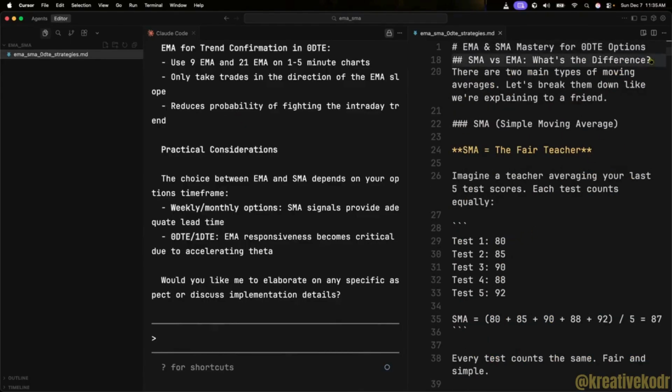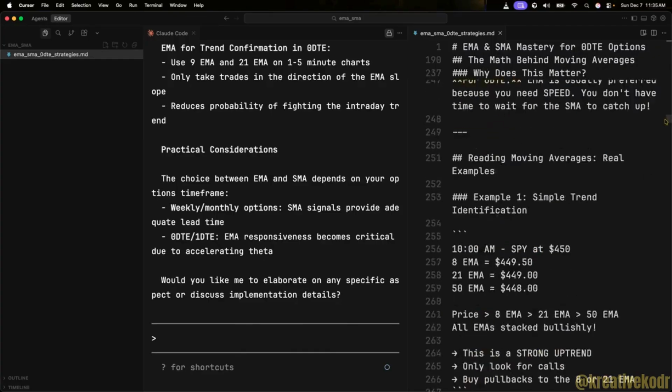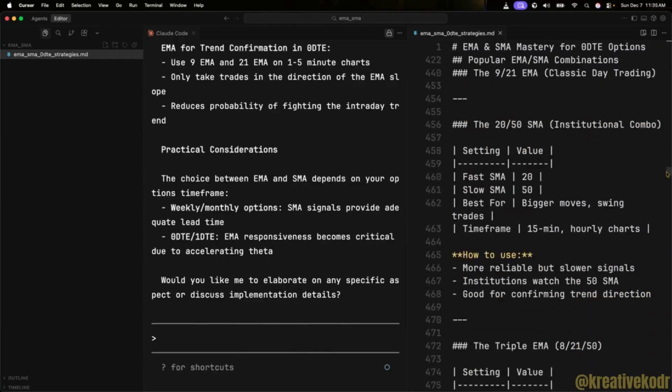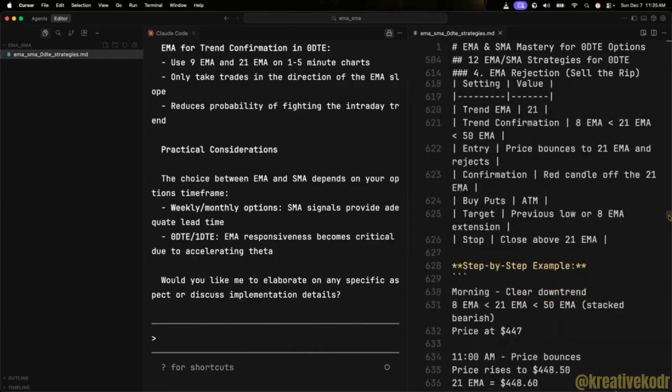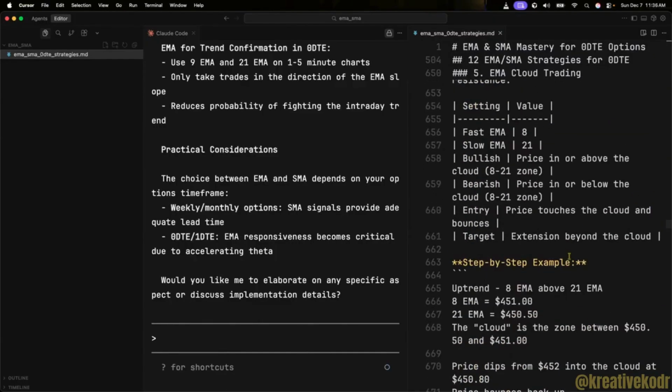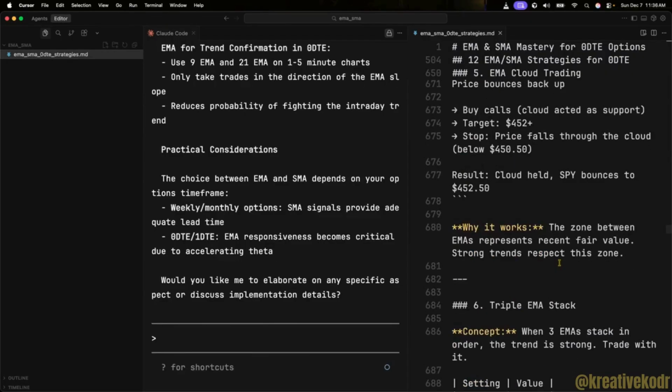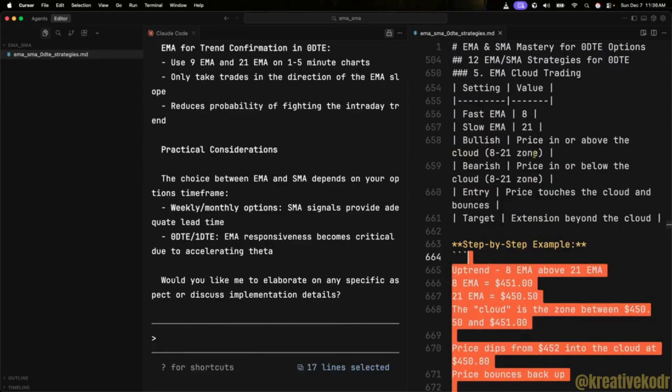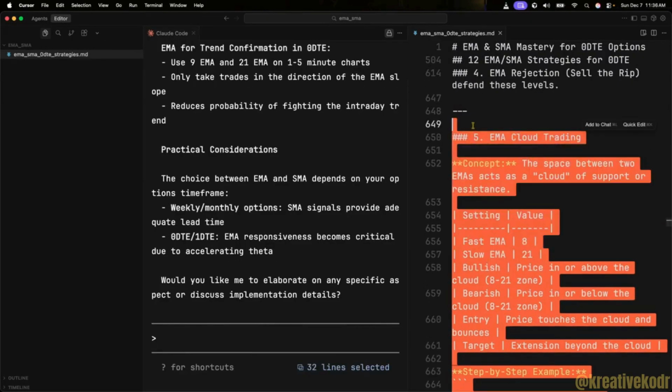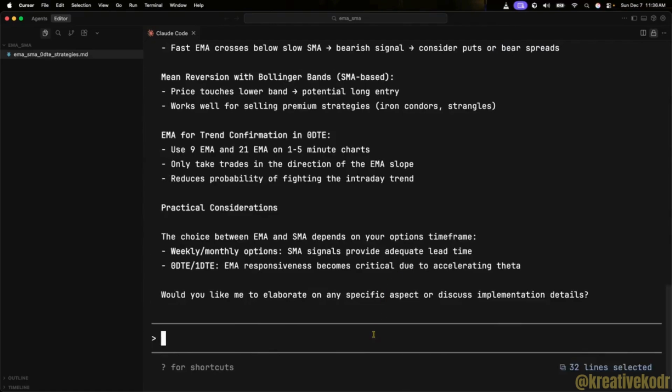Now what I want to do is go back to our cloud, and we're going to use this as the basis to build out our strategy. All right, I'm going to copy this. Now I'm going to say, all right, we want to build a 0DTE QQQ option strategy based on the following.